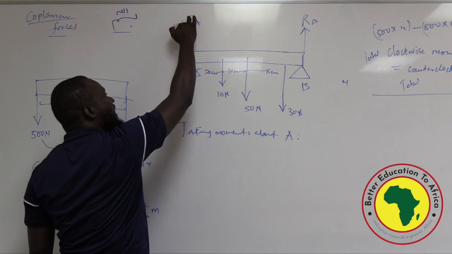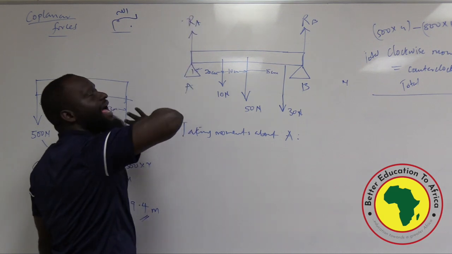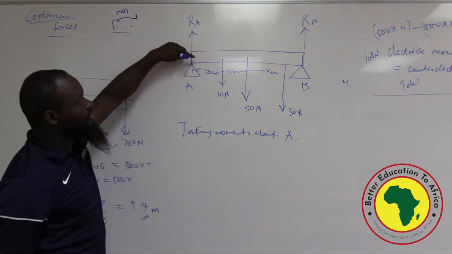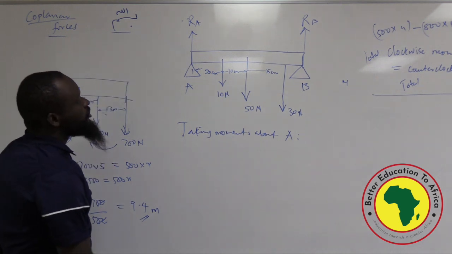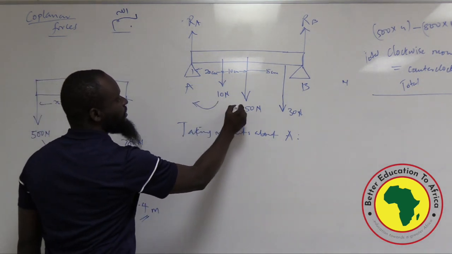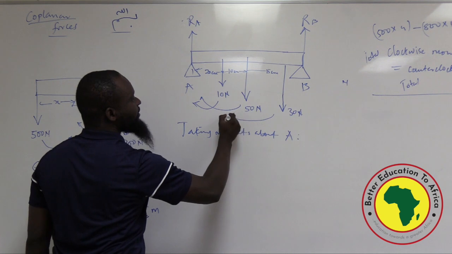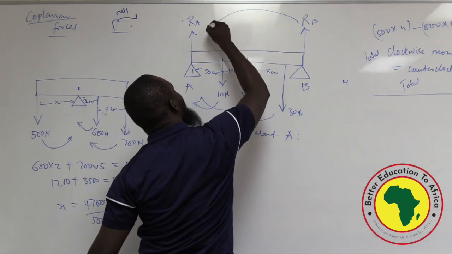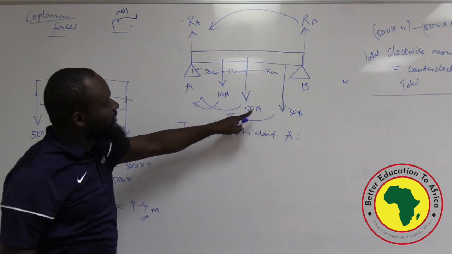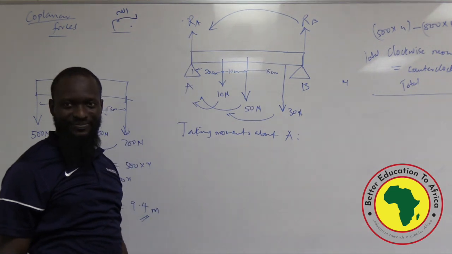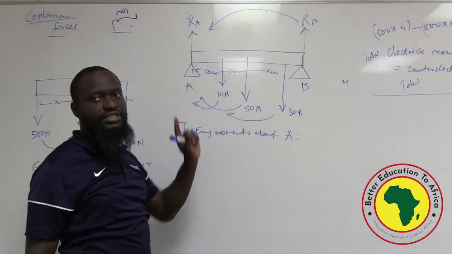The reaction at A about A will have no moment because there's no perpendicular distance at all. So it's 0. This will be clockwise, this will be clockwise, and this will be clockwise. But this reaction coming here will be counterclockwise. So we'll have 3 clockwise moments and 1 counterclockwise moment.